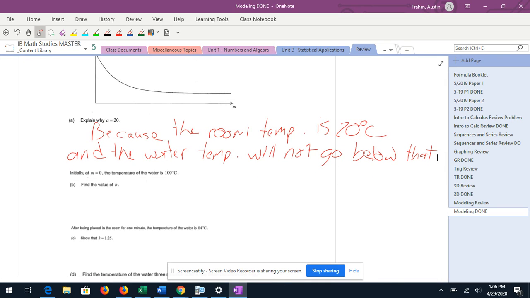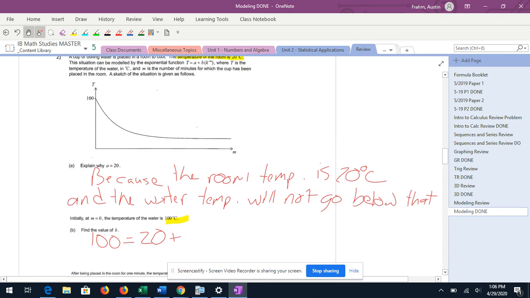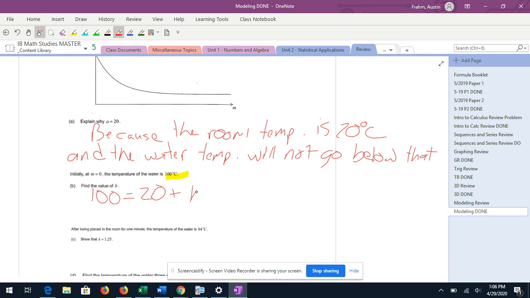Before part B, it says initially at m equals 0, the temperature of the water is 100 degrees Celsius. So that means no time has passed. The initial boiling point is at 100 degrees Celsius, and they want us to find the value of B. All right, so we can plug this 100 degrees Celsius in, as well as our A value of 20 from part A. So we would have 100 equals 20 plus B times K to the 0 power.